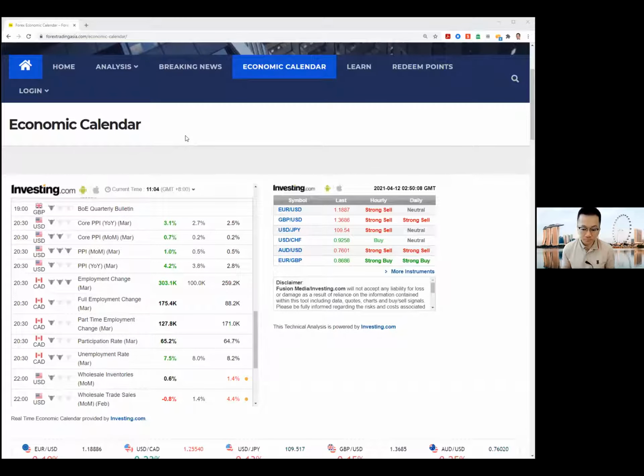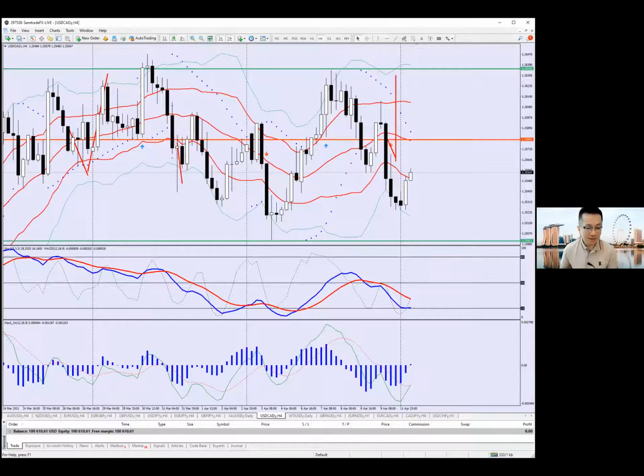We saw the strength come around for the Canadian dollar. How this translated to the charts, as we can see here, the Canadian dollar on H4 time frame, we saw that big move back down off the 1.2580 level towards 1.2528. That was that strength we saw from the Canadian dollar because of the news.